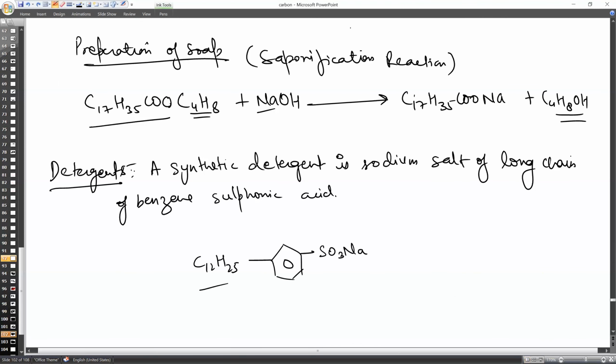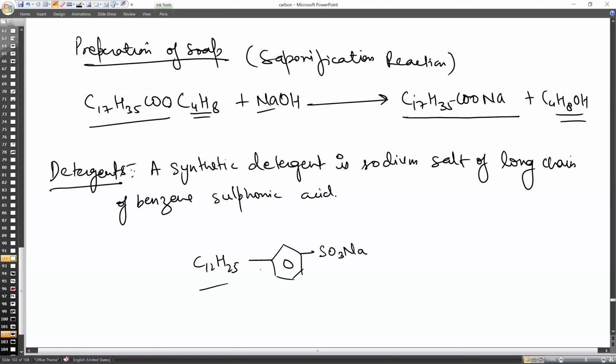Preparation of soap. How can you prepare soap? Soap can be prepared when you have esters like C17H35CO, C4H8, and you react them with sodium hydroxide. This is the saponification reaction. This gives the sodium salt of a long chain carboxylic acid. Soaps are prepared by saponification. And what are detergents? Detergents are sodium salts of long chain benzene sulfonic acid.